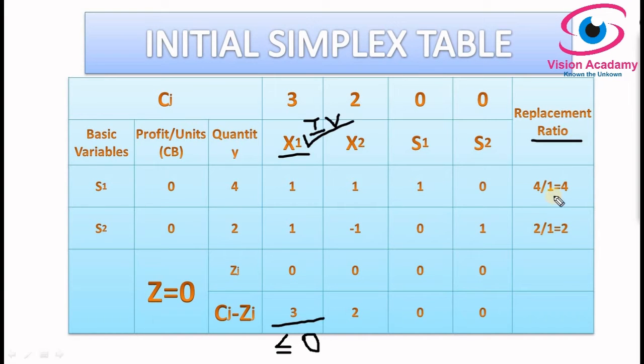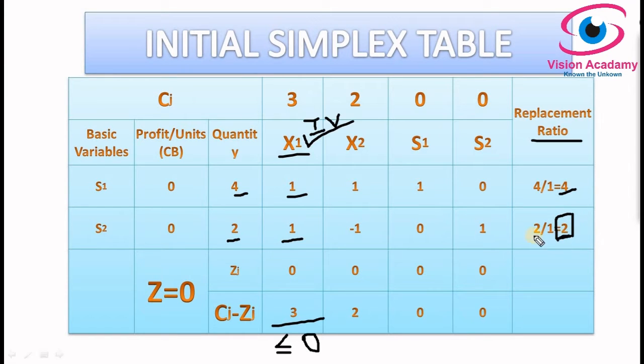To find out which one of S1 or S2 is the outgoing variable, we determine the replacement ratio. To obtain the replacement ratio, we divide the quantity value by the corresponding value of the incoming variable. For S1, 4 by 1, the replacement ratio is 4. In the same way for S2, 2 by 1, it is 2. After obtaining the replacement ratio, we can find the outgoing variable. We have to select the least positive value, and the least positive value in this case is 2.